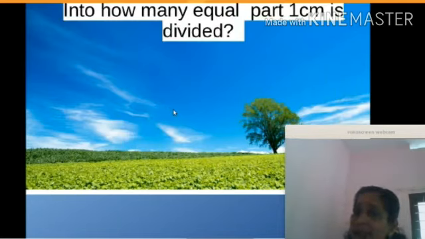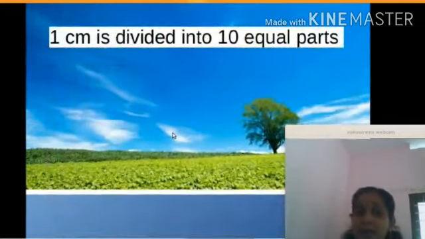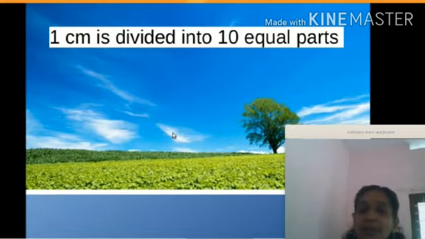Into how many equal parts is 1 centimeter divided? Can you tell? In between these 3 and 4, how many equal parts are there? Yes, 10 equal parts. So, we can say 1 centimeter is divided into 10 equal parts. 1 centimeter is divided into how many equal parts? 10 equal parts.